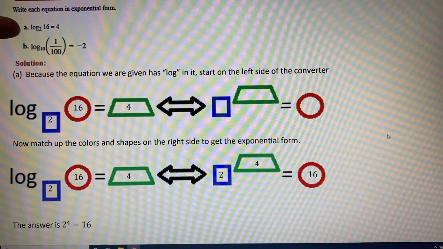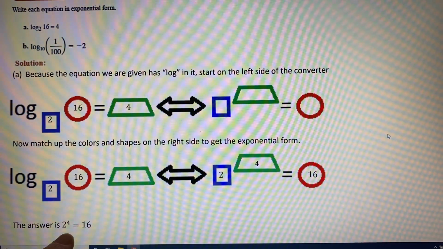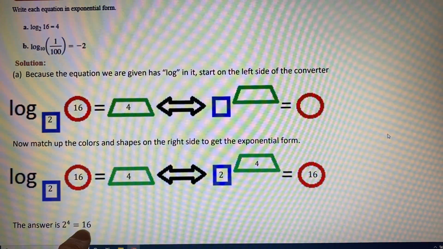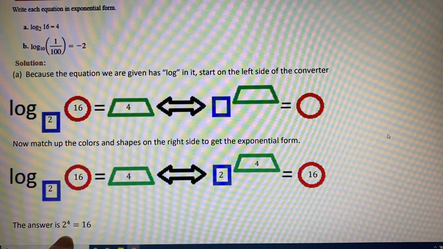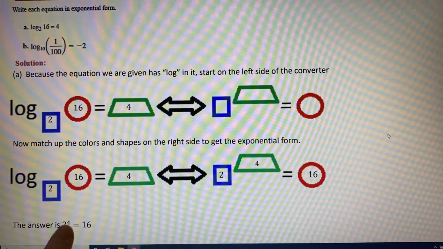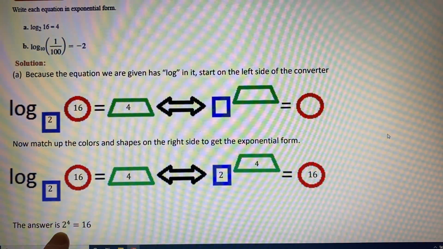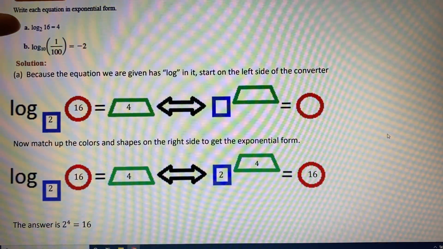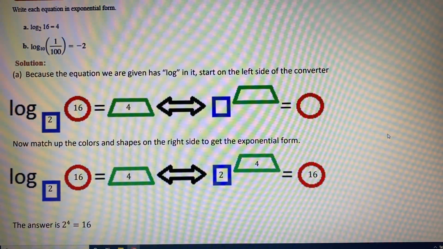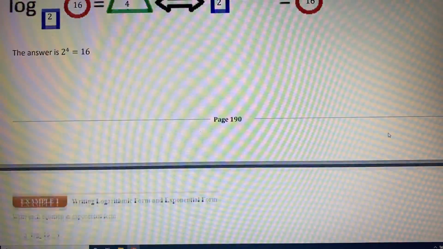We've now taken our logarithmic equation and written it in exponential form. That is the answer to this question. 2 to the 4th equals 16 is the answer, because the instructions say write in exponential form. By the way, this is a true statement. 2 to the 4th power really is 16, and therefore log base 2 of 16 really is 4. All right, let's move on to part B of this example.